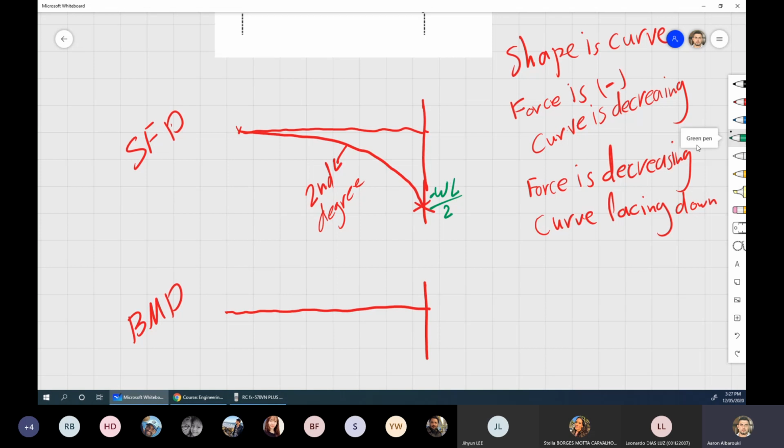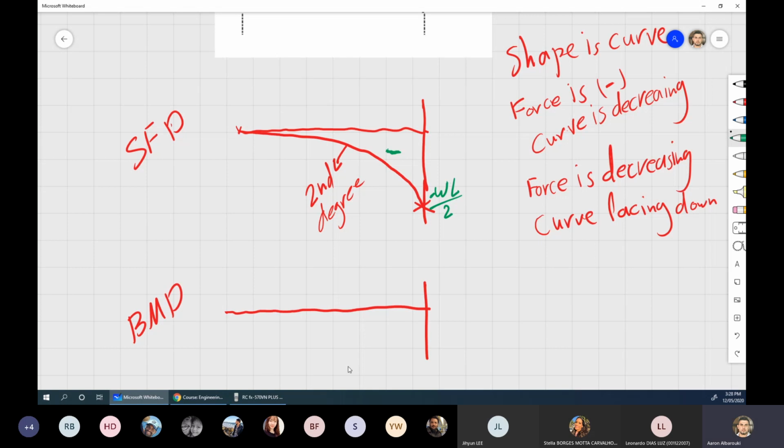So the shear force was increasing or decreasing if the force was positive or negative. The bending moment diagram will be increasing or decreasing, increasing this way or decreasing that way, if the shear force is positive or negative. What is the shear force here? Is it positive or negative? Negative. Perfect. That's why I told you when you draw the shear force diagram, show where the areas are negative and positive. So that's negative. That means the curve is going down, right? Or decreasing.